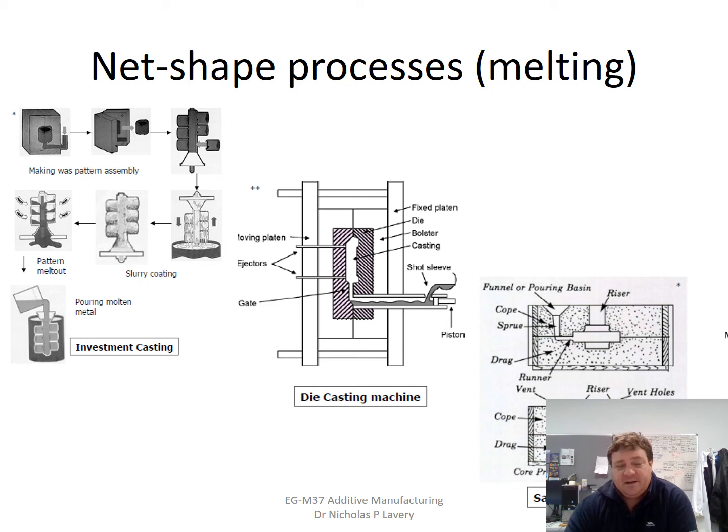Investment casting is relatively slow. A much faster form of casting is die casting, where you actually pour molten metal into a potentially copper or aluminium mold, which is cooled, and this can be cycled very quickly to produce small parts.